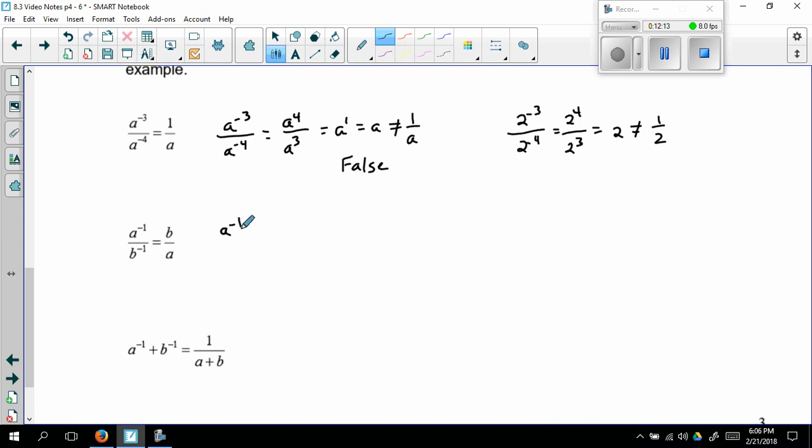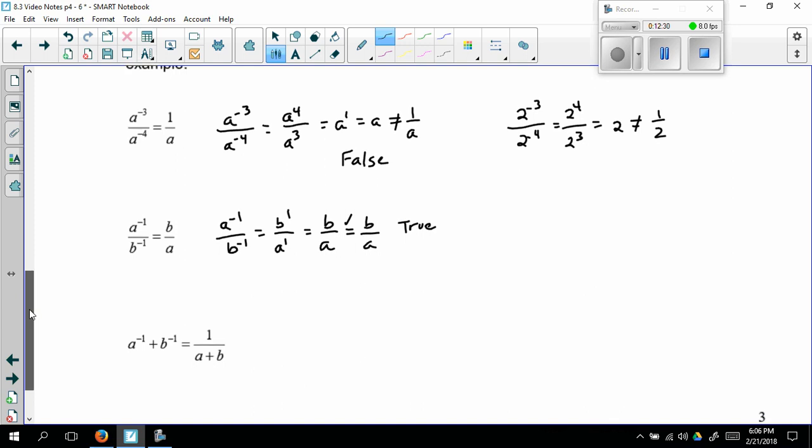Okay, let's look at this one. A to the negative 1 over b to the negative 1. That's the same thing as b to the 1st over a to the 1st, which is just b over a. B over a does equal b over a, so this one is true.